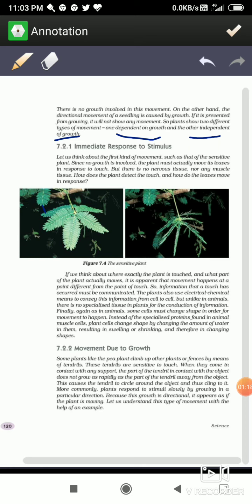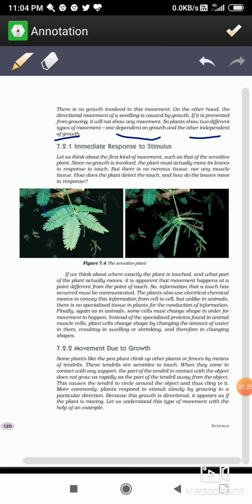Droop means सूखकर मुड़ जाना, and this results in changing of the shape of the plant, which can be seen as the movement of the plant. So this is the kind of movement which is growth independent.